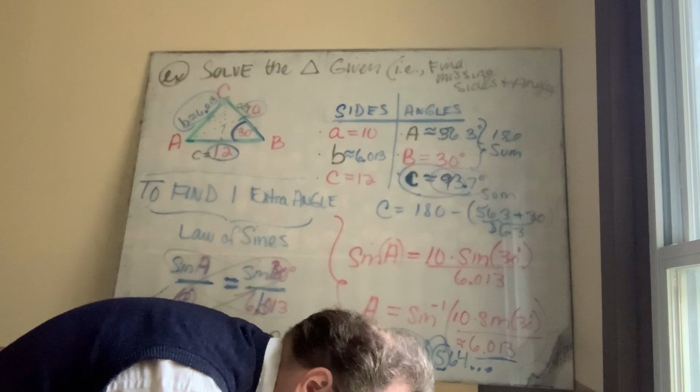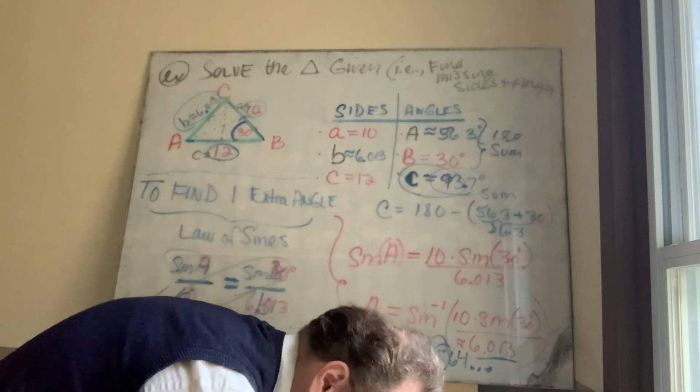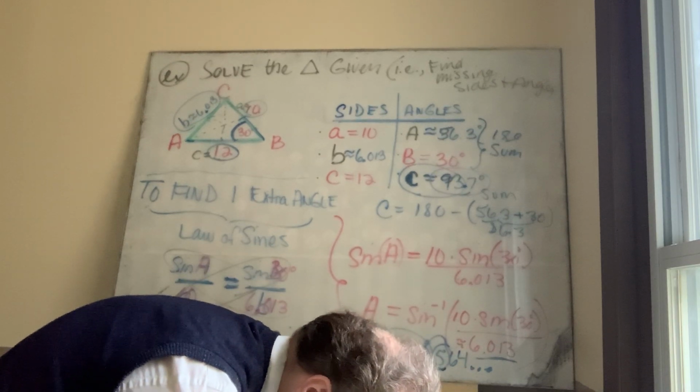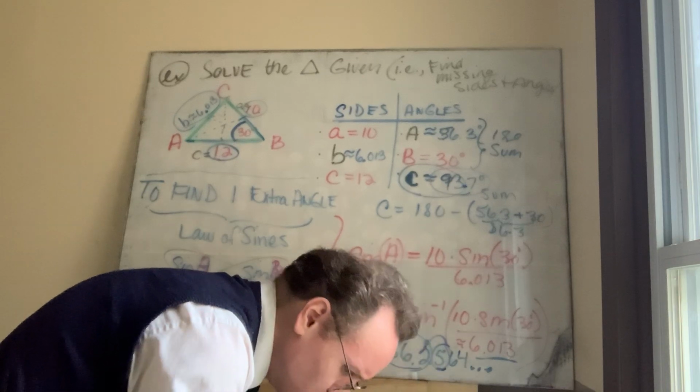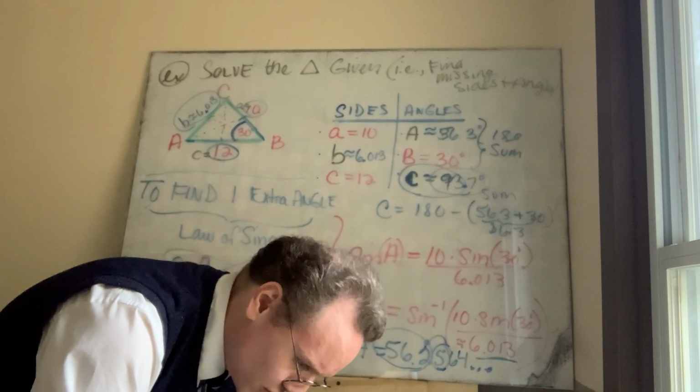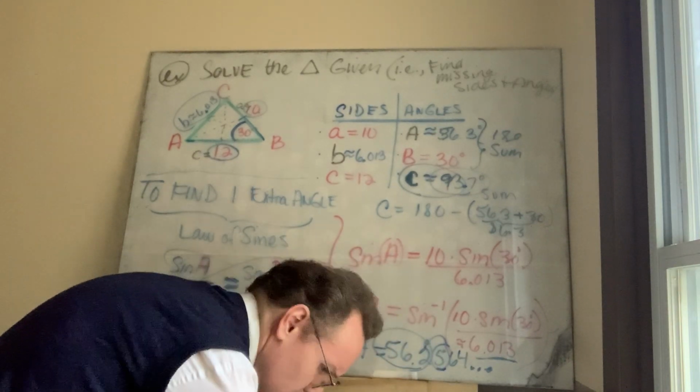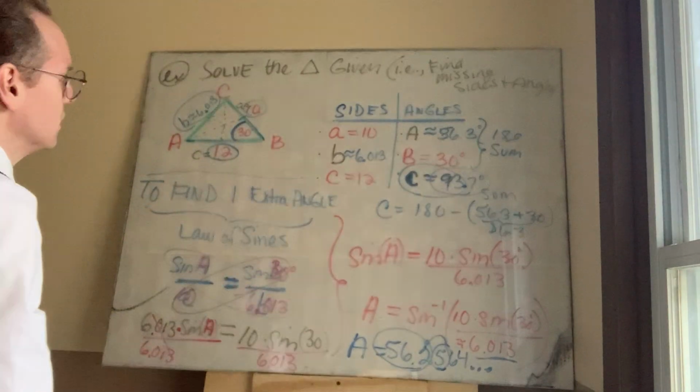Let me show you the other law of cosines problem, in which case you're given all three side dimensions. And then we'll use Heron's formula.